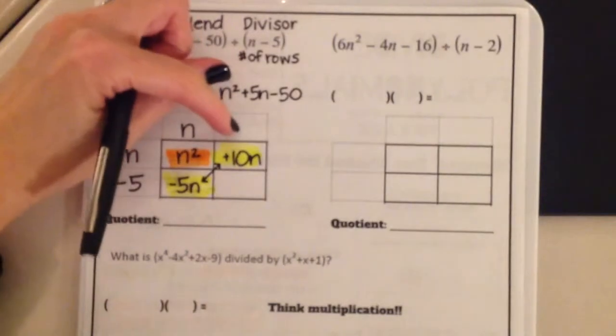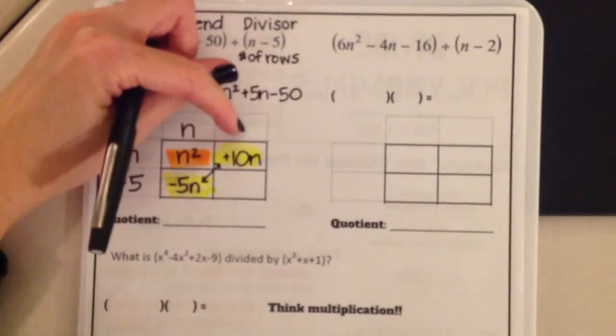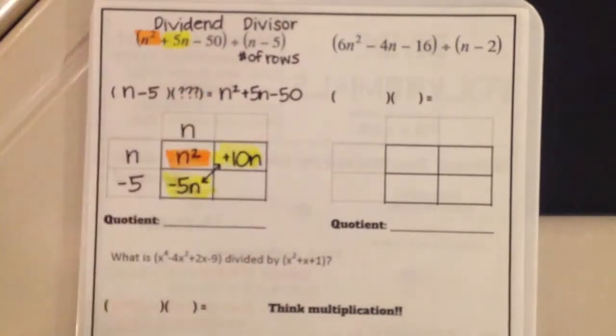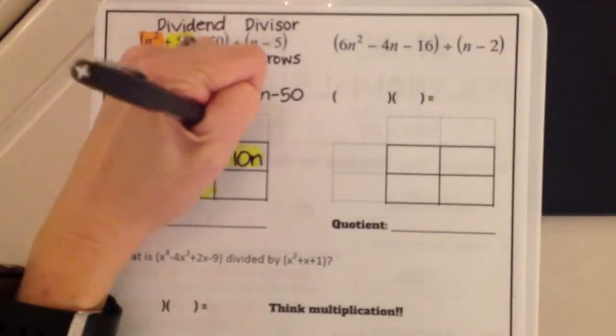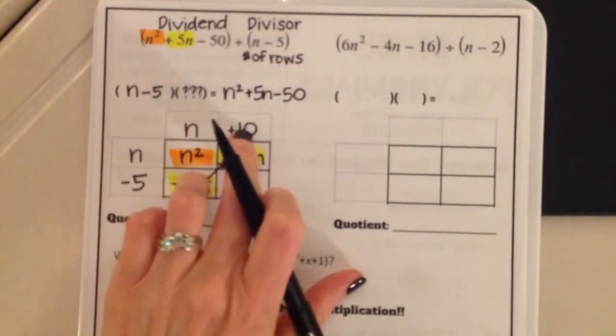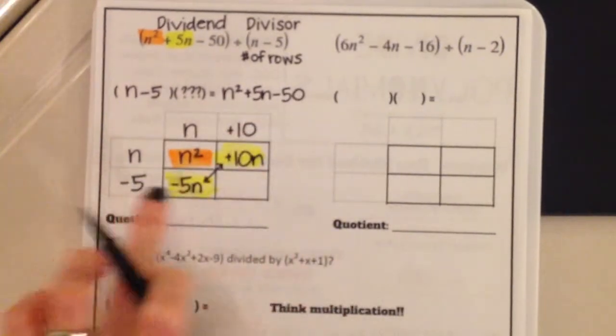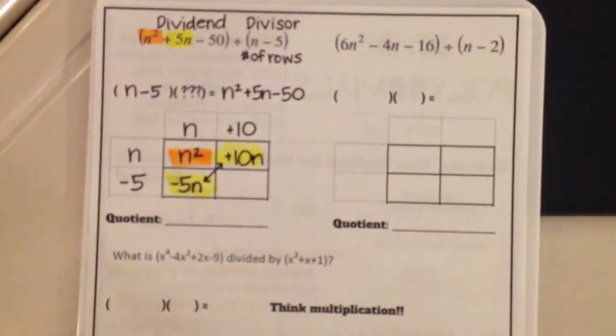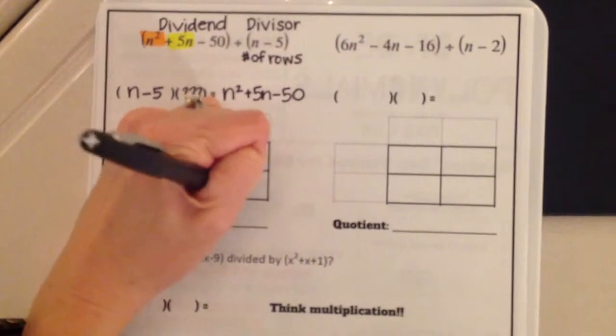Now I'm going to look at here. I can now fill this box in because I can use my multiplication skills. What times n is going to fill in this box with the product 10n? And the answer is positive 10. And now that I have this column term filled in, now I can use multiplication to fill in the product here, and that is going to be a negative 50.